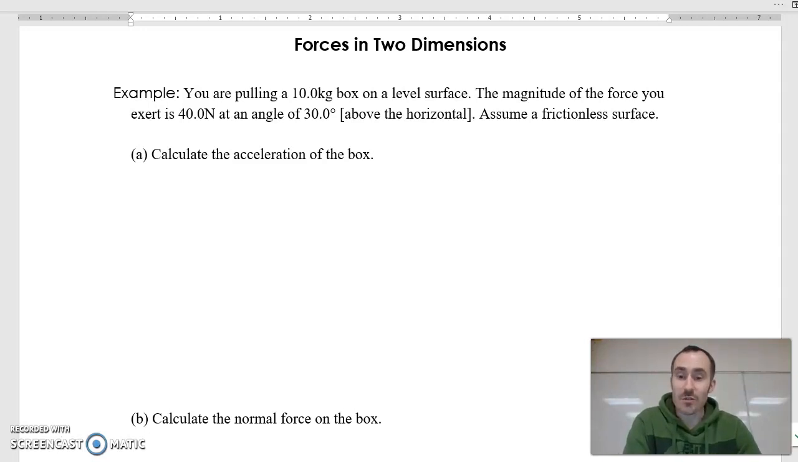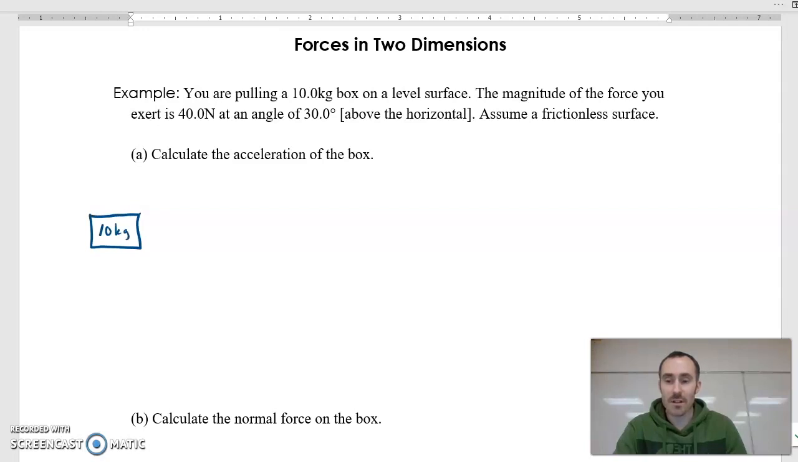The magnitude of the force you exert is 40 newtons, and it's directed at an angle of 30 degrees above the horizontal. We're supposed to assume a frictionless surface and calculate the acceleration of the box. So here's our box. It is 10 kilograms, and we are pulling it something like this with 40 newtons, and that is 30 degrees above horizontal. Okay, there you go. And the question is, what is the acceleration?